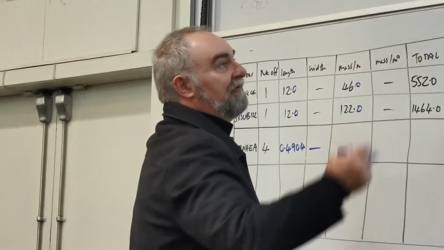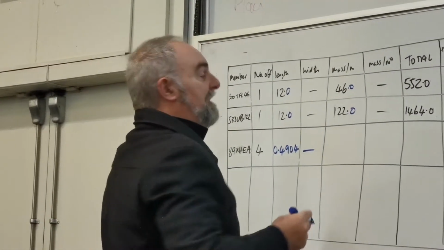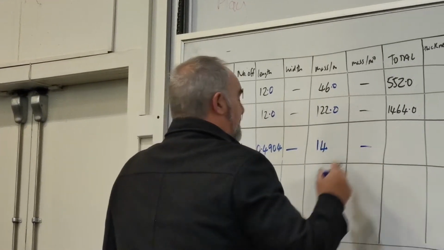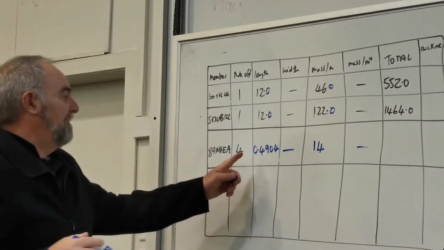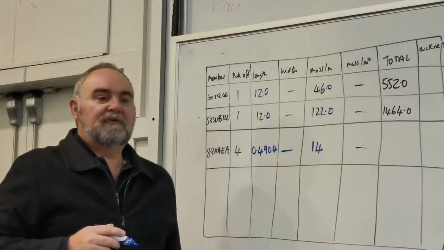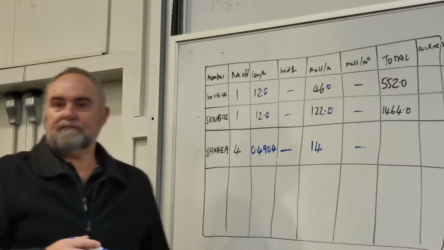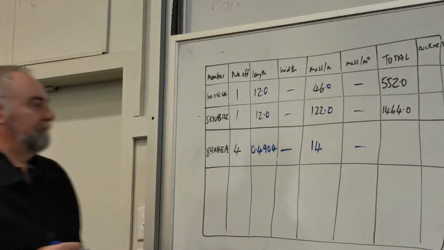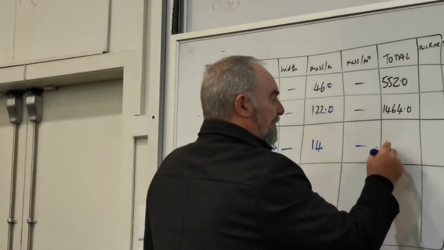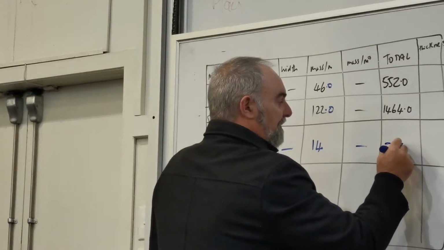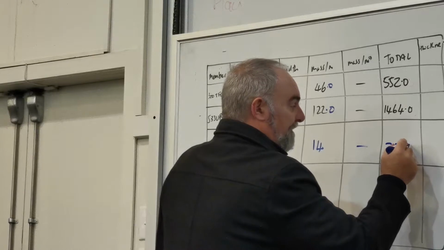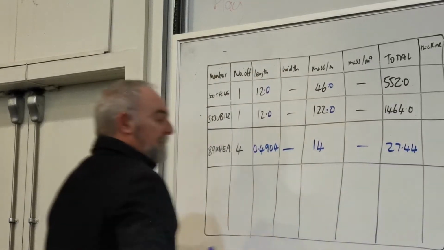The mass per metre is given up the top there for that particular one at 14. And the answer there is equal to 27.4 for another 4. Okay.